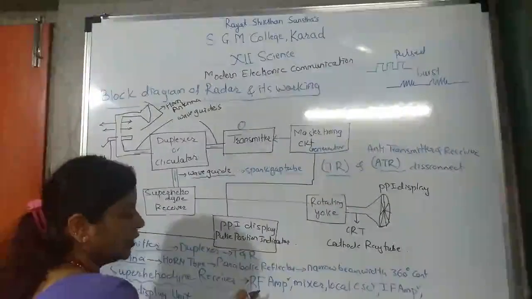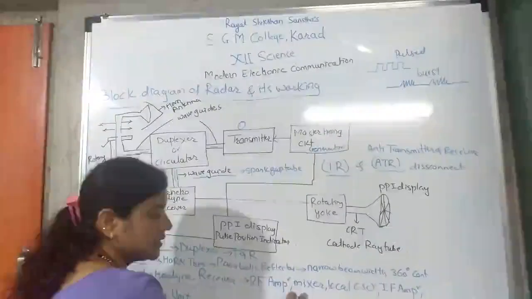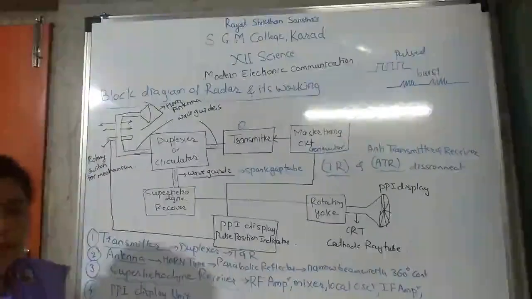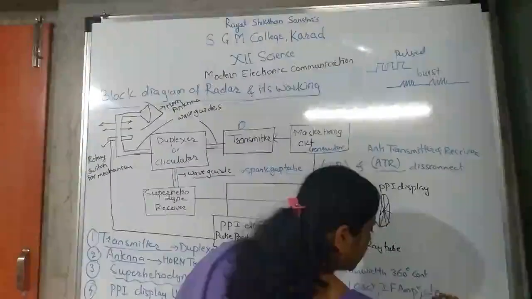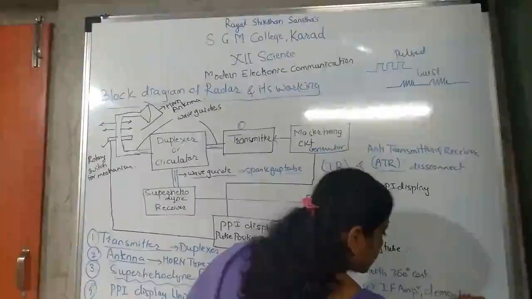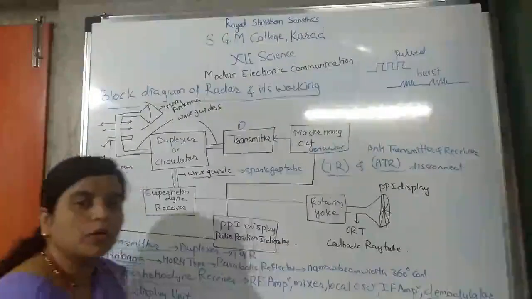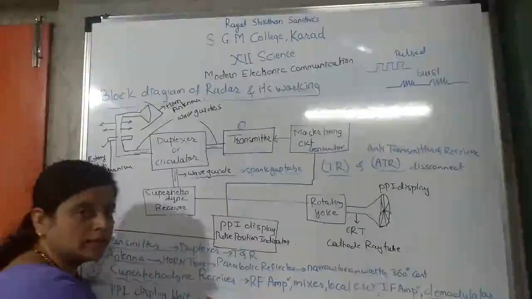Next is what? Radio amplifier. RF signal means what? Radio frequency amplifier, mixer circuit, local oscillator, IF amplifier, and the main block is what? Demodulator circuit is used. You know modulator and demodulator? Demodulator circuit is present in the super heterodyne receiver.